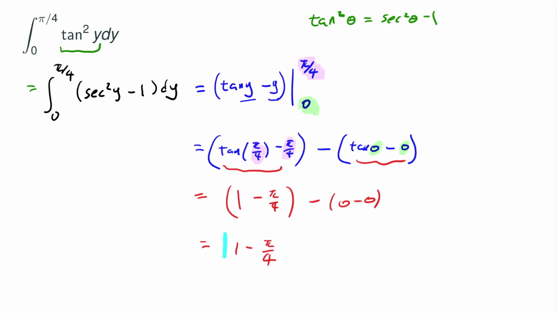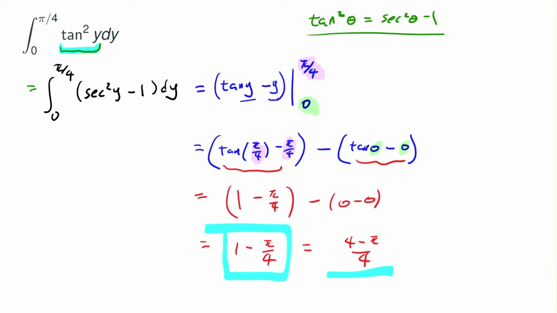So this is our final answer. I mean, we could write it with common denominator 4 minus pi over 4, but either one's fine. Okay. So for this one, what we had to do, using the Pythagorean identity, is rewrite this tangent square as secant square minus 1. Because we know the antiderivative of secant square x, or secant square theta, in this case, secant square y.